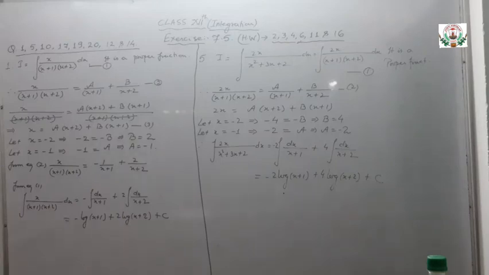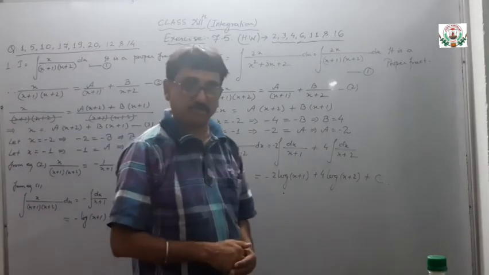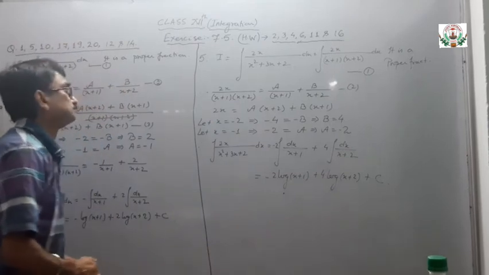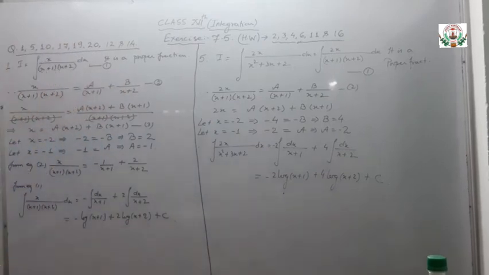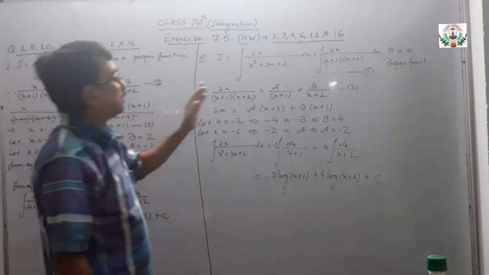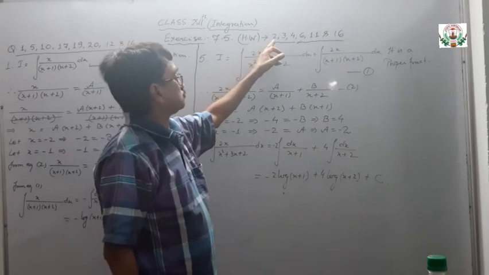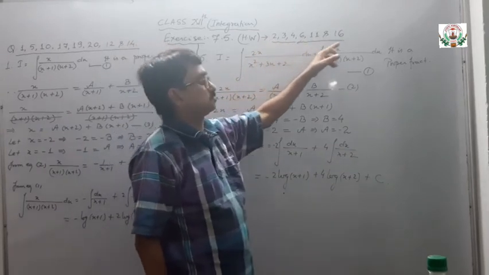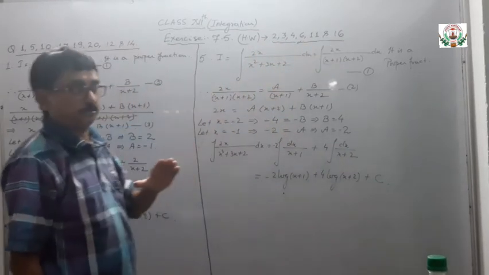Today we are going to start the problems related to partial fractions, integration by partial fractions. Exercise 7.5, question number 1, 5, 10, 17, 19, 20, 12 and 14 I will be discussing one by one. Listen carefully. The rest are the same variety of questions from the same exercise, question number 2, 3, 4, 6, 11 and 16. You have to solve them.